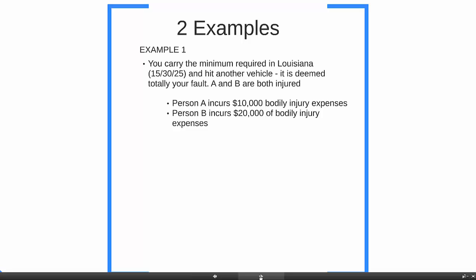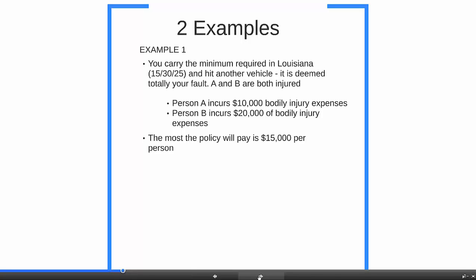And say person A incurs $10,000 of bodily injury expenses, while person B incurs $20,000 of bodily injury expenses. And even though the total amount of loss from this is not in excess of the $30,000 per accident limit, the most the policy will pay is $15,000 per person. So while person A will get $10,000, person B will only receive $15,000 from the liability insurance coverage. That doesn't, by the way, mean that you would not be liable for the other $5,000. Insurance doesn't dictate liability.